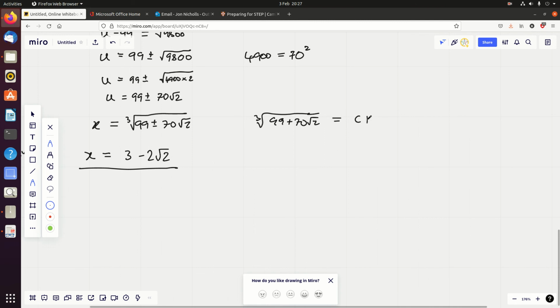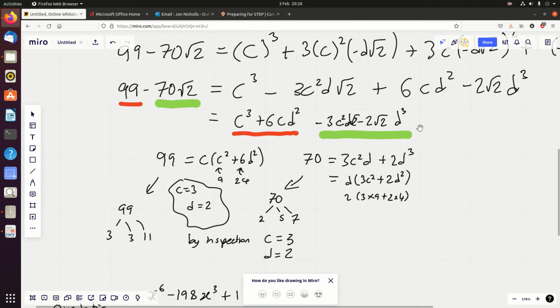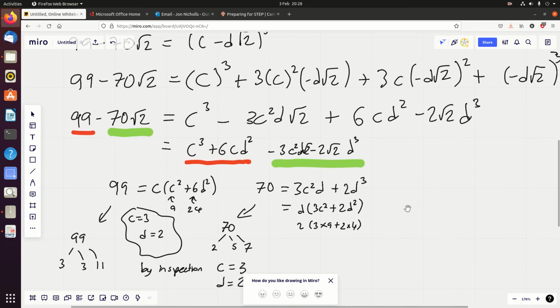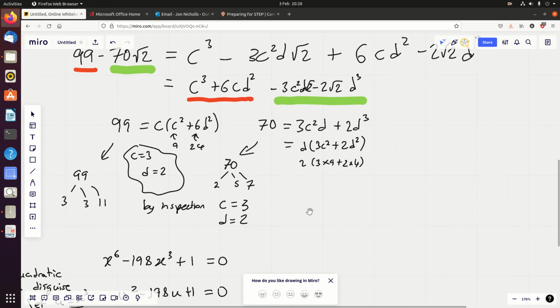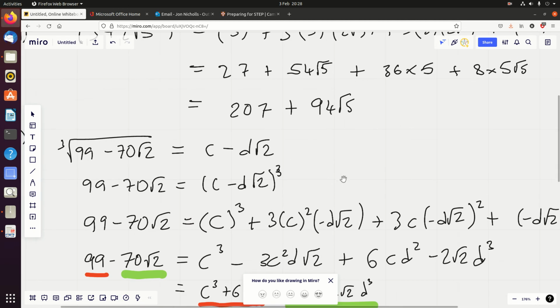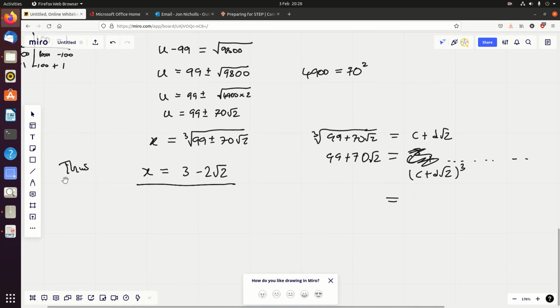If you let that equal c plus d root 2, you're just going to get exactly what you had before, but there's going to be pluses everywhere when you've put this over here and done the expansion on c plus d root 2 cubed. You're going to get exactly the same as what you got before, except all of that's going to be positive. So this time you're going to have positive 70 equals that, and you're going to have 99 equals that. You're going to get exactly the same values, but because we were assuming it was c plus d root 2, you're actually going to get 3 plus 2 root 2.